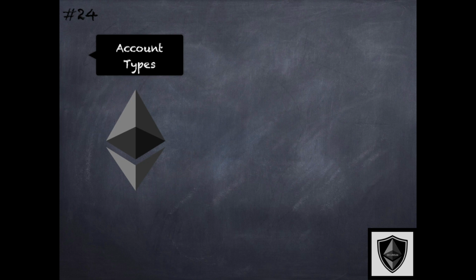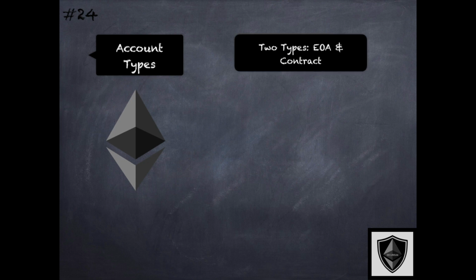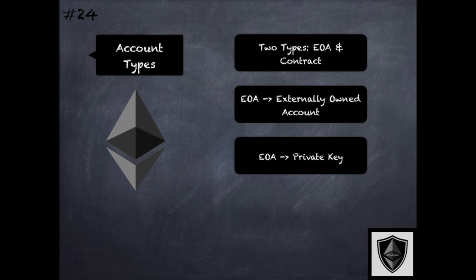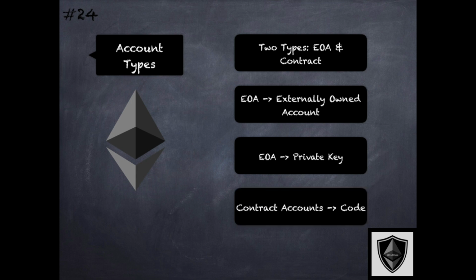Account types. Ethereum has 2 account types. There is an externally owned account, or EOA as it is known, and then there is a contract account. The EOA is an account that is controlled by a private key, whereas a contract account is an account that is controlled by the code that is contained within that account.